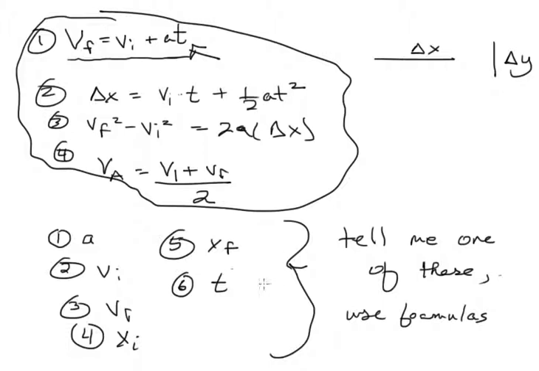So usually a problem will give you some of these, right? It has to give you maybe this and this and this, for example, and then you can figure out the other ones. So how do you know which formula to use? I just said use these formulas, but how do I know which one to use?